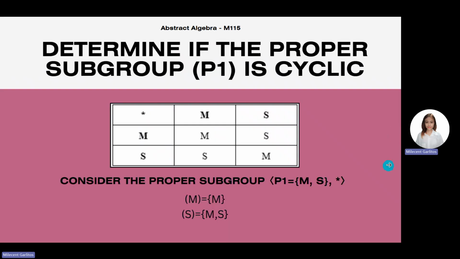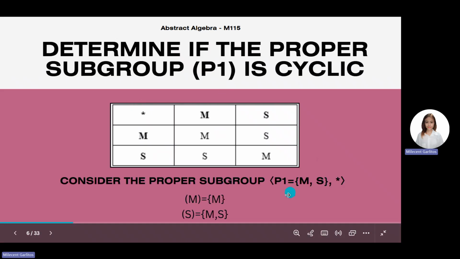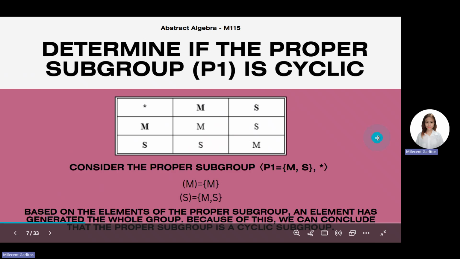Cyclic subgroup. Determine if the proper subgroup P sub 1 is cyclic. Consider the subgroup P sub 1, which is the set of M and S under binary operation star. For M, we generated M. For element S, we generated M, S. Now, is the proper subgroup P sub 1 a cyclic subgroup?